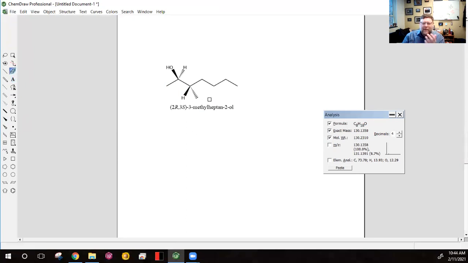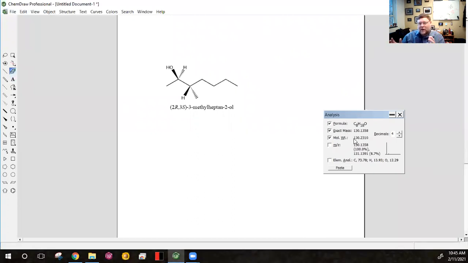I'm going to get rid of the name now. You also see over here there's an analysis window. It tells you the molecular formula. The exact mass is the mass of the molecule if every isotope were the predominant isotope on Earth, right? So every carbon is C12, every H is 1, every O is 16. The molecular weight is if we have an average.